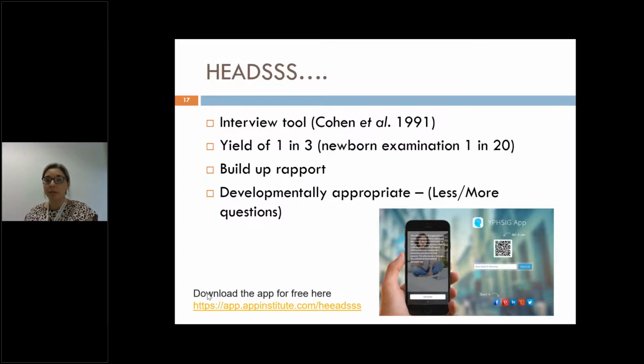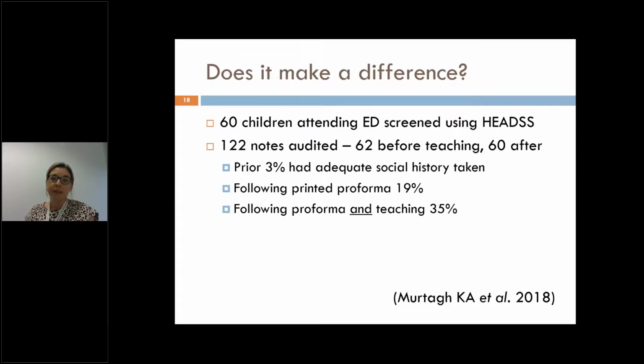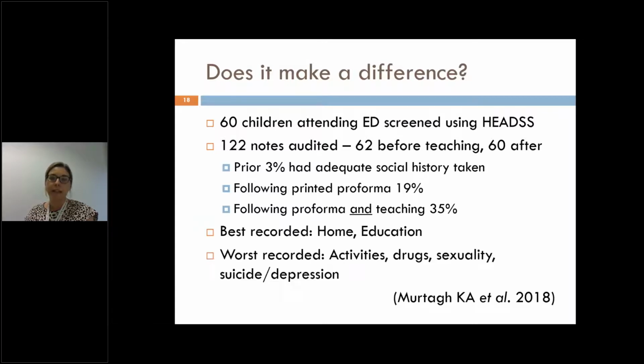So we know that about 1 in 3 times you use HEADS, you'll find something that maybe needs further action, which also poses a problem, because if we don't have all of the support for that, then what do we do? But basically, it's a really useful tool. And we know that it does make a difference. Before using HEADS as a standardized format here at Evelina, we had really small numbers of adequate social histories taken, only 3%, and following initiation and use of this, it's going up and up.